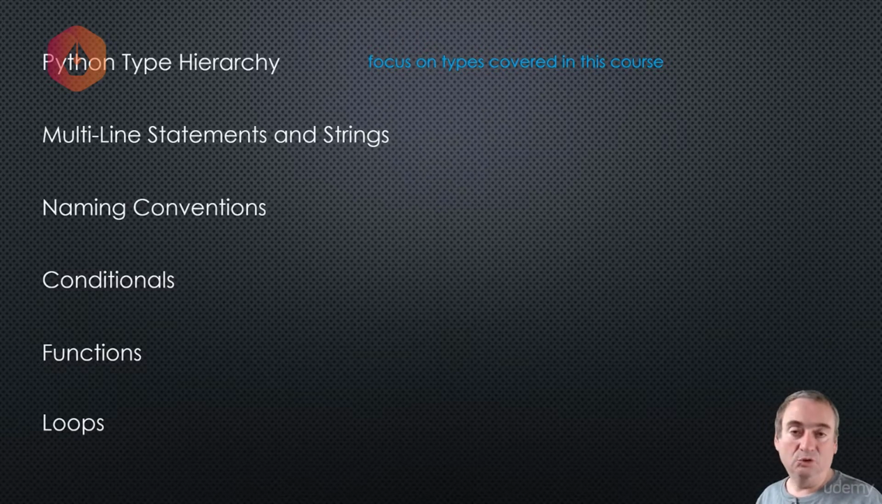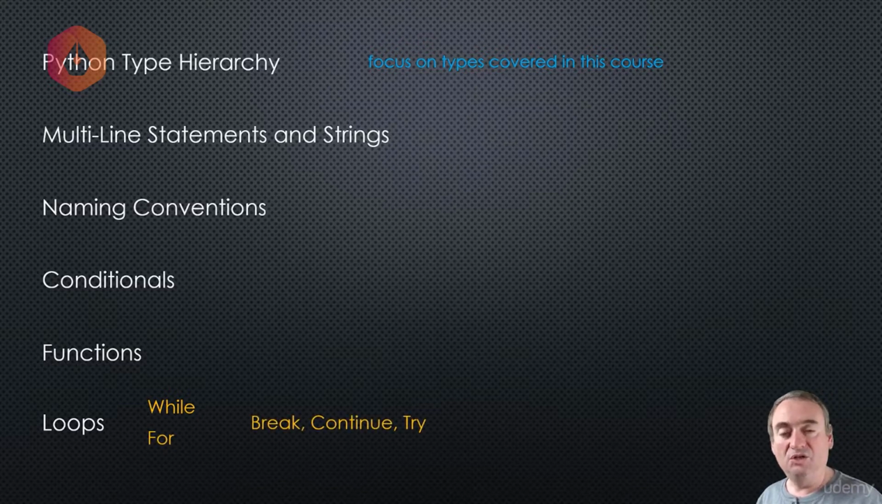Then we'll take a look at loops, and in particular, we'll cover the while loop and the for loop. And then we'll also look at the break and continue statements, and we'll also look at how they behave when you have them in try statements inside a loop. What happens with the break and the continue? And then we'll also look at the else clause that can be added to for loops and while loops.